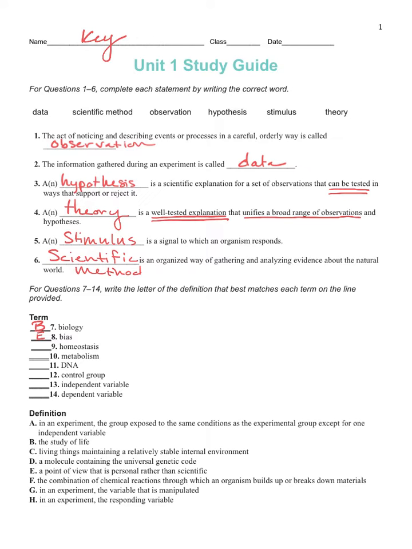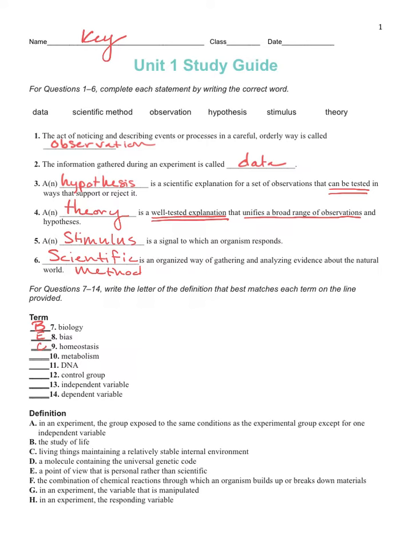Number 9, the term is homeostasis. And homeostasis is when living things maintain a relatively stable internal environment. So that's the reason, for example, that your internal body temperature stays between 98 and 99 degrees all of the time, rather than changing with the temperature of the room that you're in. So that one is letter C.